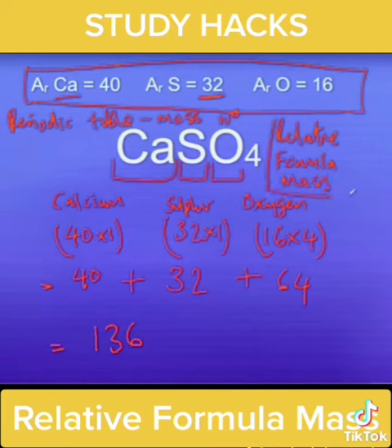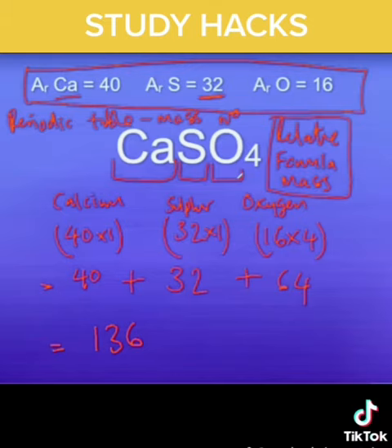Now that sounds like it's a very complex topic, but in fact all we're doing is breaking down the compound, looking at which elements there are, and looking at how much of each element there is, finding the mass number and multiplying it by the number of atoms there are.